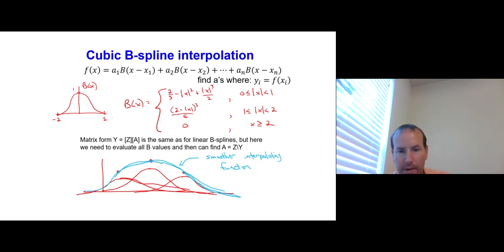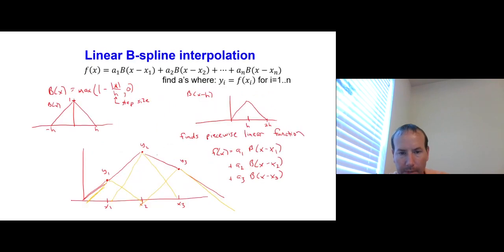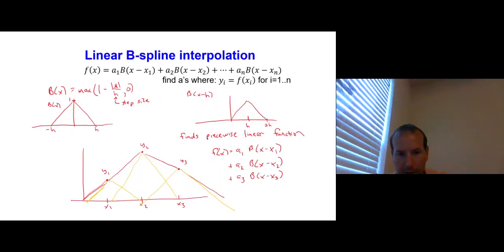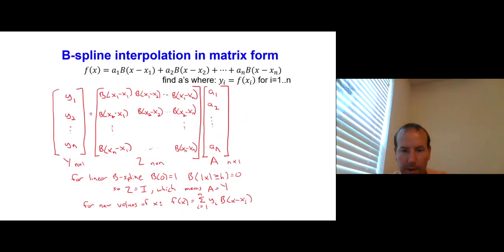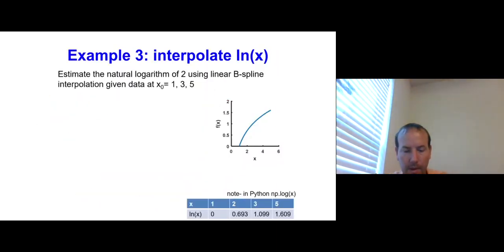And the nice thing about a cubic B-spline, as it shows at the bottom, is that it makes rather smooth interpolating functions. It goes very smoothly through the data points. Whereas when we looked at the linear B-splines, it's a piecewise linear type behavior, which may be a good thing or a bad thing depending on how you're using it. Okay, so finally, let's look at an example of using these B-splines.